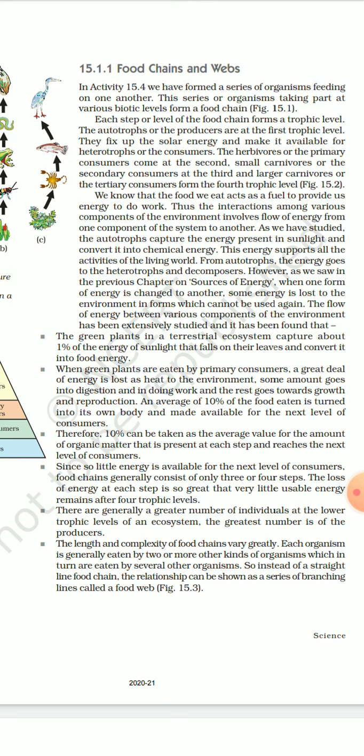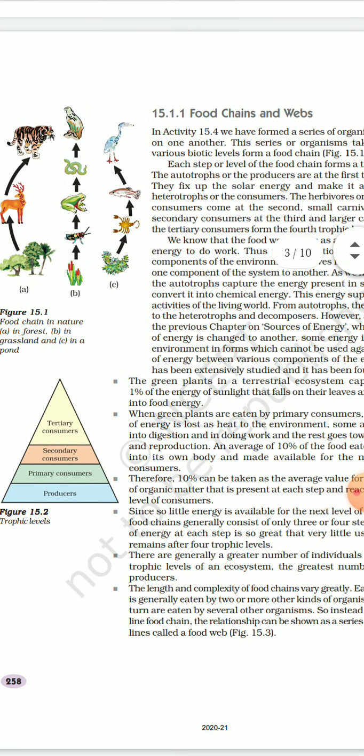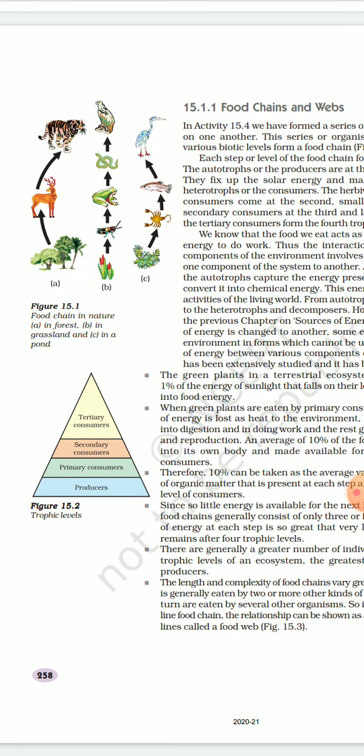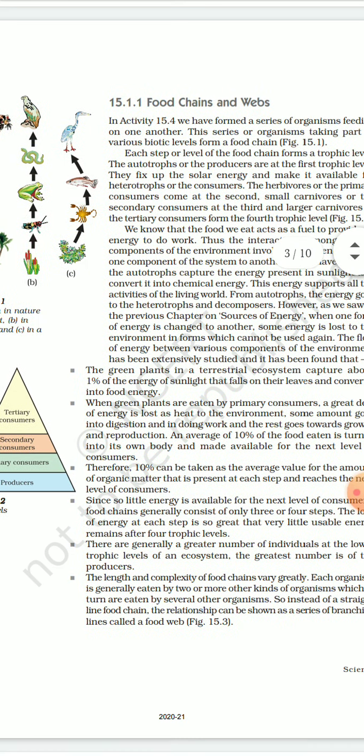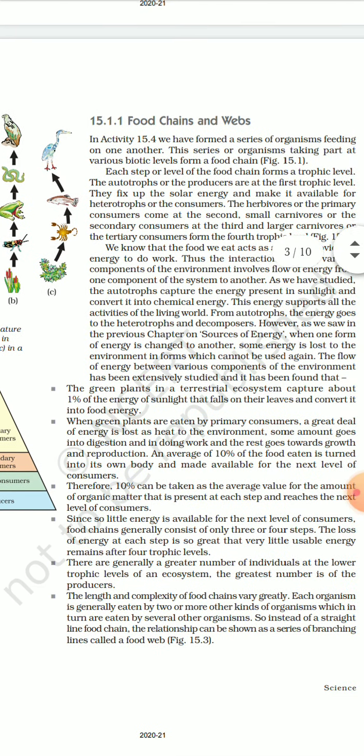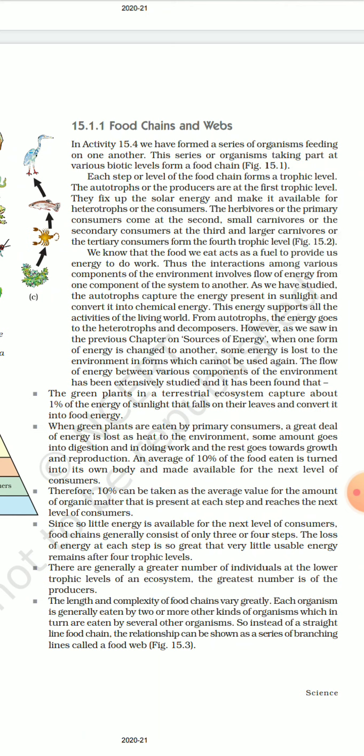The herbivores or the primary consumers come second, small carnivores or the secondary consumers third, and the larger carnivores or the tertiary consumers at the fourth trophic level. You can see in this figure, the first is the producers, then the primary consumers, then the secondary consumers, and then the tertiary consumers. The producers are basically the plants, the autotrophs, and then the primary consumers are the herbivores, then the small carnivores, and the last, the fourth, the tertiary level, is the tertiary consumer, the large carnivores.